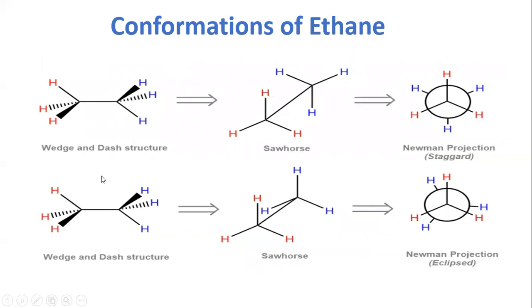Now the representation of ethane can be done as wedge and dash structure, sawhorse, and Newman. Now in the Newman projection, it is the staggered one. As you can see, these two hydrogen are very far away from each other, so they are having less strain. Whereas in the sawhorse, that is the Newman eclipsed one, these two hydrogen are very close to each other, so they are having very high strain and less stability. Whereas in the staggered Newman, they are far from each other, so they are having more stability.